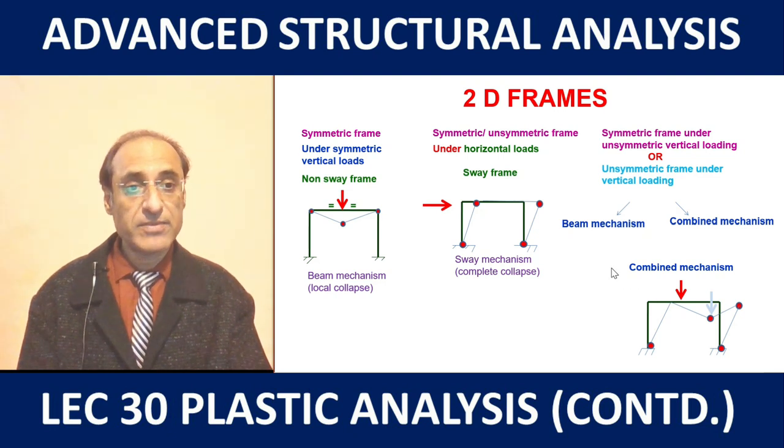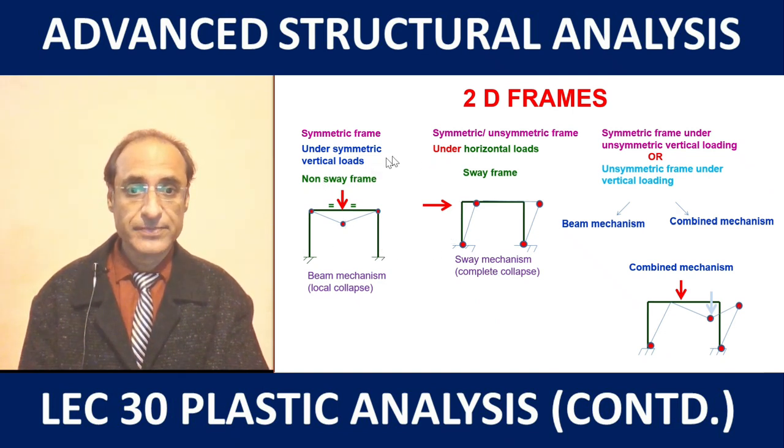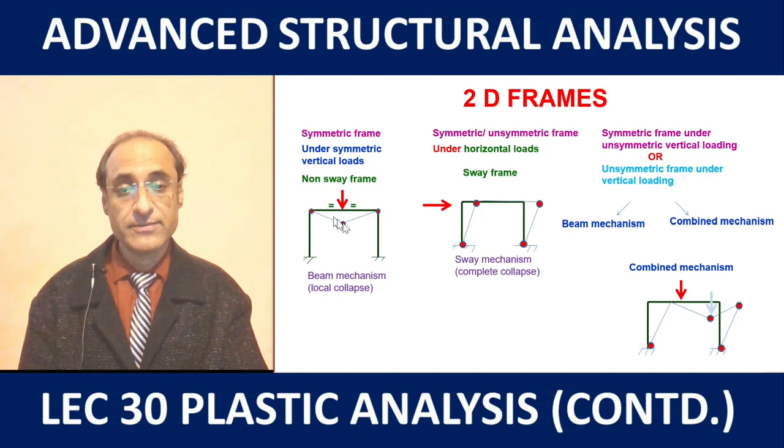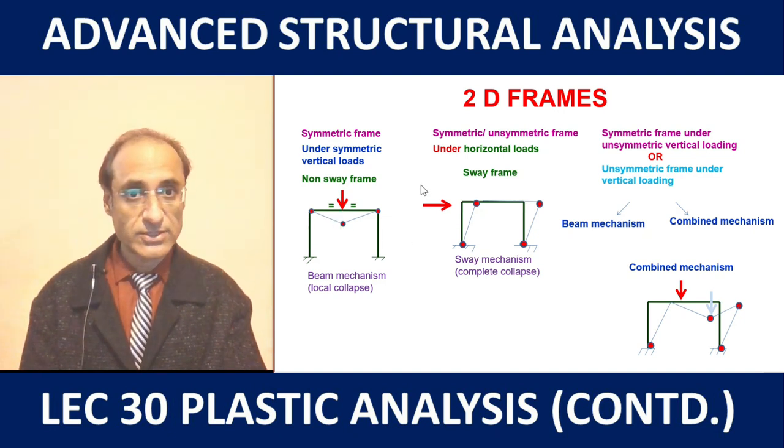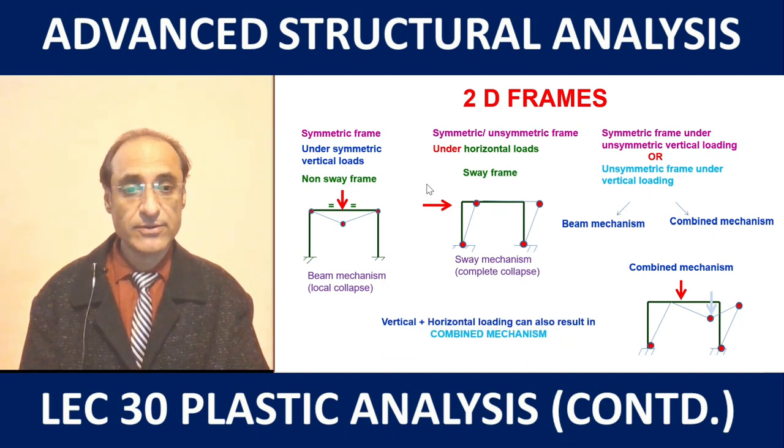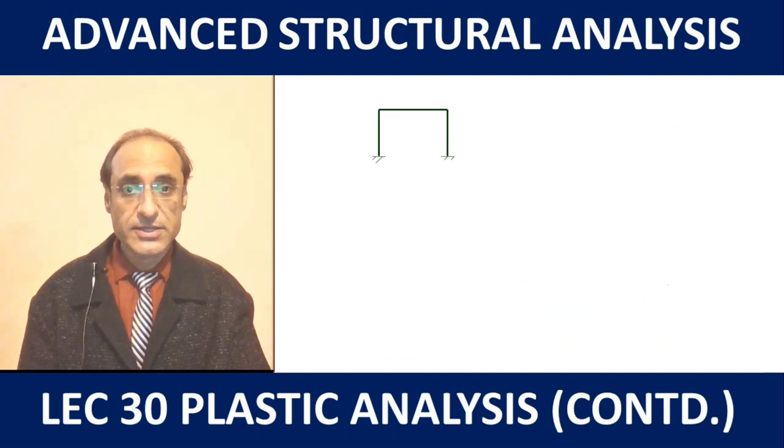Now this kind of combined mechanism can also be possible under combination of the horizontal and the vertical loads, that is irrespective of the symmetry or non-symmetry. If the frame is under a combination of horizontal and vertical loads, then also this kind of combined mechanism is possible. Let's study these three mechanisms in detail. So we have first the beam mechanism.